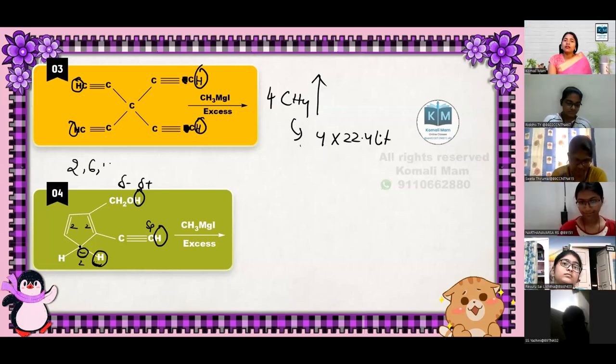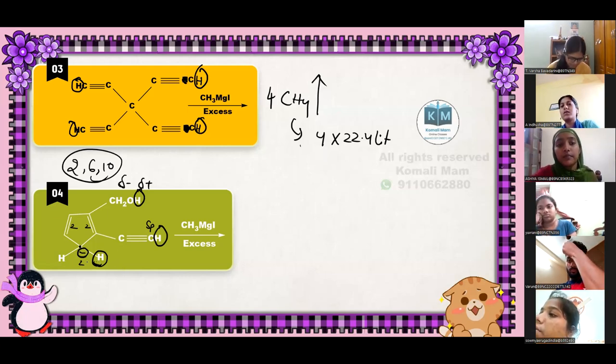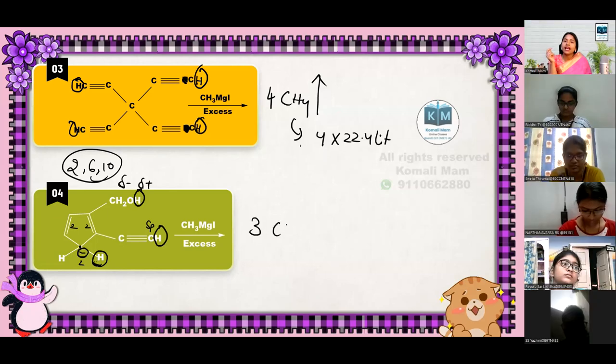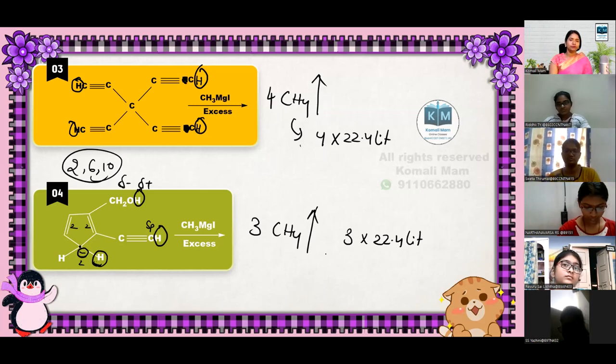2, 6, 10 pi electrons are aromatic in nature. That's why it's ready to lose only 1 H plus. If it loses the other H plus also, it becomes 8 electrons. It is not stable. Only 1 H plus it loses, and it is aromatic. So how many moles of methane gas will we get? Only 3 moles. You should pay more attention when you solve this question. 3 into 22.4 liter.